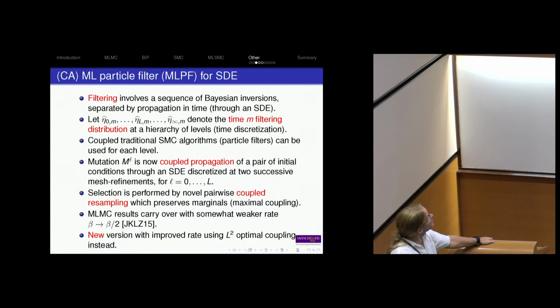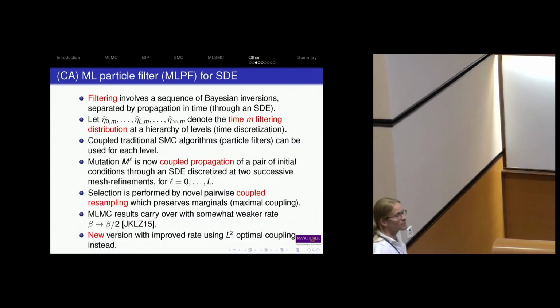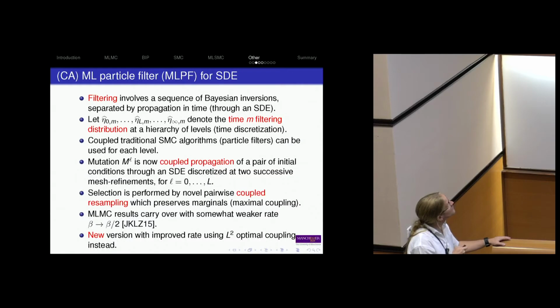So filtering, everybody here knows, okay, that involves a sequence of Bayesian inversions separated by propagation in time. So we'll assume that that's given by propagation through an SDE. We can't solve the SDE exactly. So then, so what do we do? We now will have an ensemble over levels of pairs of particle filters at each time.